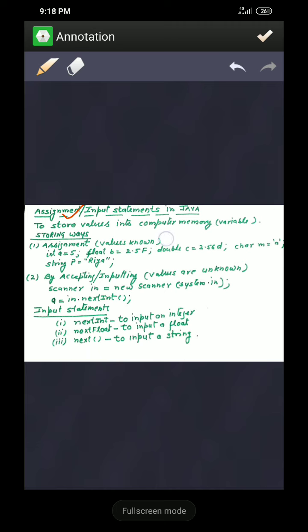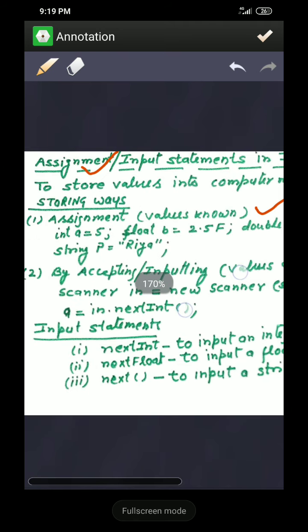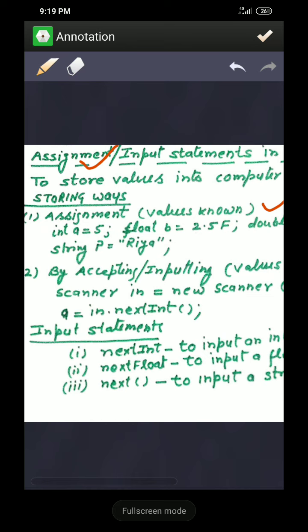So assignment means the values are known. You can again relate this with an example. Suppose I am saying to you, do the addition of 5 and 6. It means here the values 5 and 6 are known. So you will tell me 5 and 6 is equal to 11. That is called the assignment of values, and assignment is also known as storing a value into the computer memory.